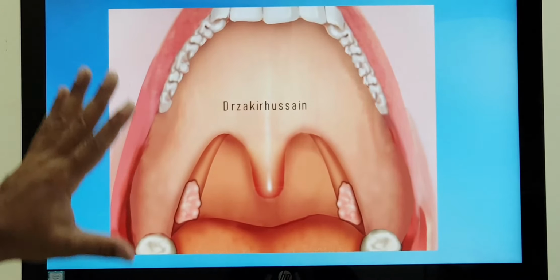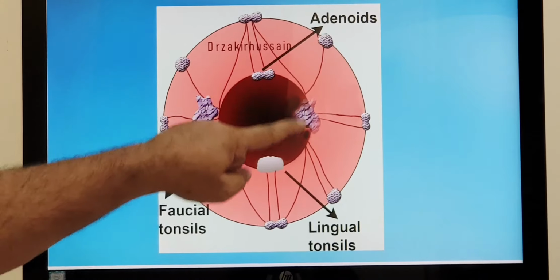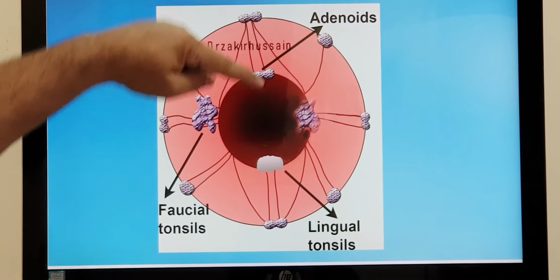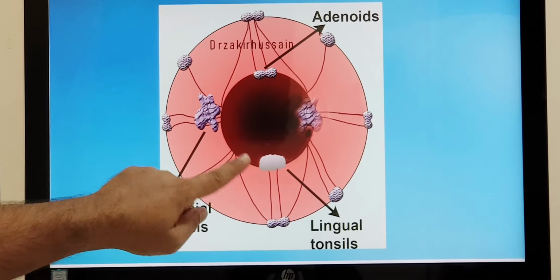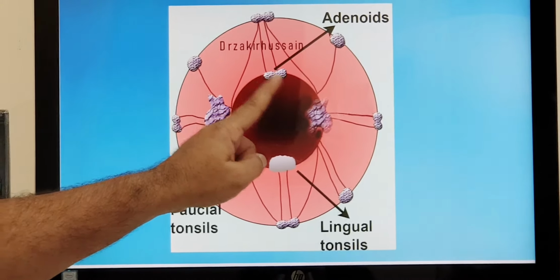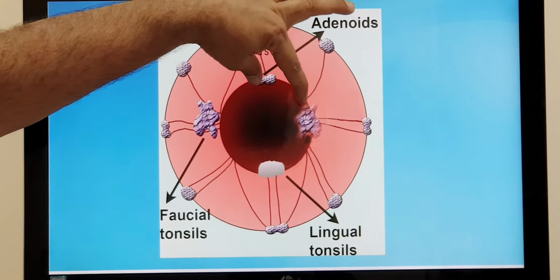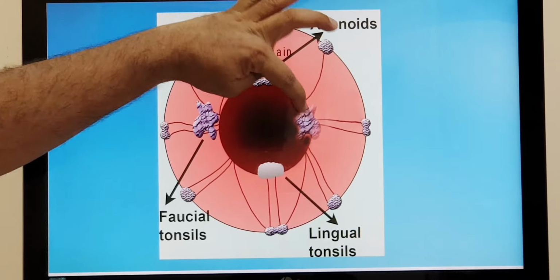So, these three structures are interconnected. So, adenoids, tonsils, lingual tonsil. And the connection between the adenoid and the tonsil, you have a band here which is the lateral pharyngeal band, this one, you have a structure here.